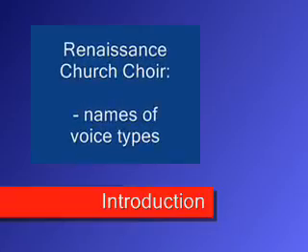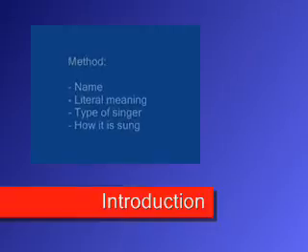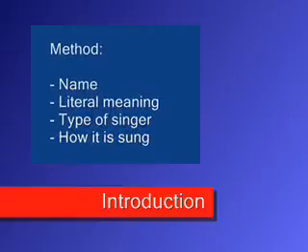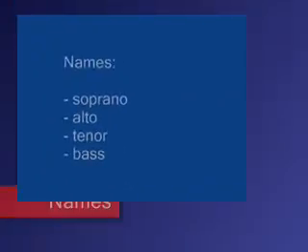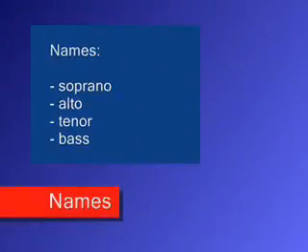It is the Renaissance Church Choir that has provided us with the names of voice types that we are used to using today. And we shall consider each of them, beginning with their names, their literal meanings, the type of singer, and how they are actually sung. So please prepare to complete or to copy a table of the sort that you see above your podcast screen into your notes. Let's begin with the names of the voice types. They are soprano, alto, tenor, and bass.